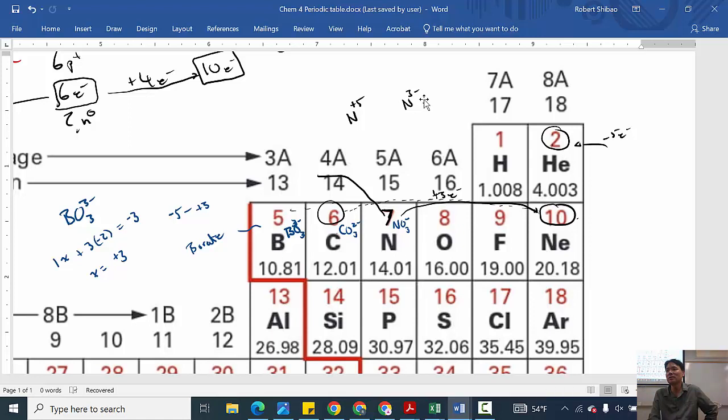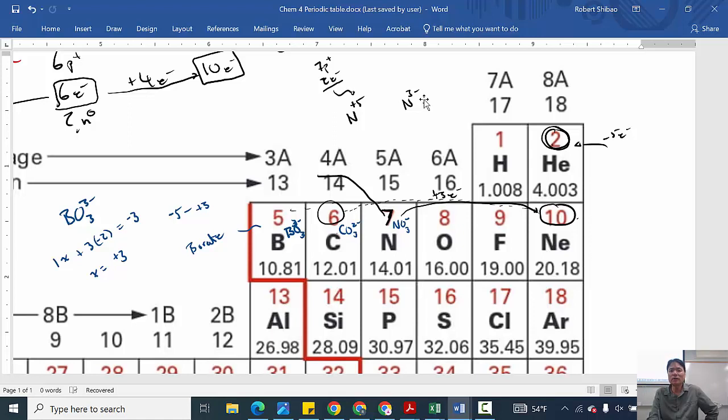The number of protons stays the same. In other words, what we could do is this. Nitrogen with a plus 5 has 7 protons, and how many electrons? 2 electrons. So if you take 7 protons and 2 electrons, what's the net charge? A proton is positive, an electron is negative. So this is plus 7 minus 2 gives us plus 5. So that's where the plus 5 comes from.